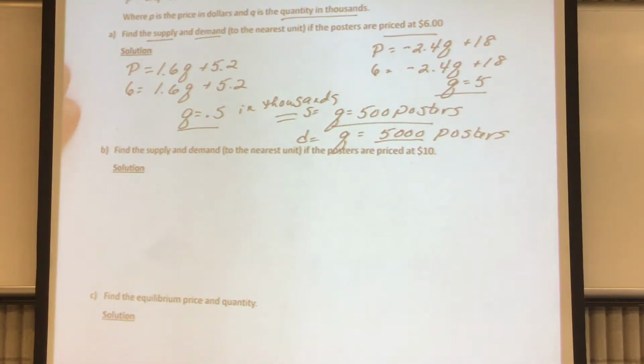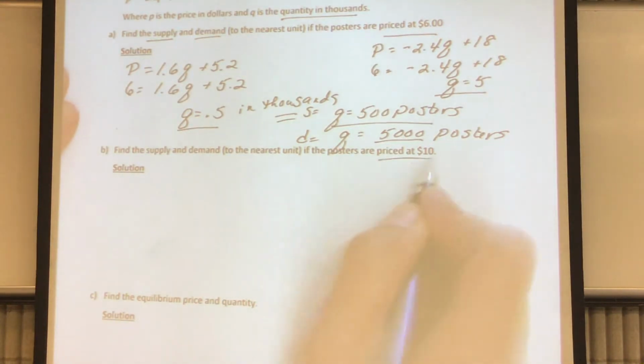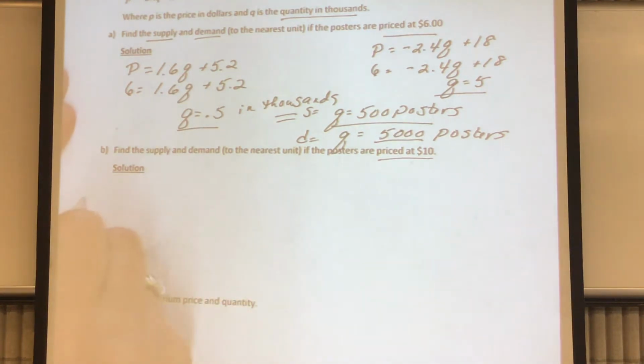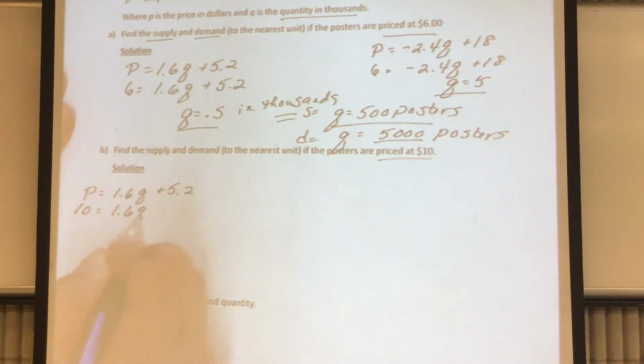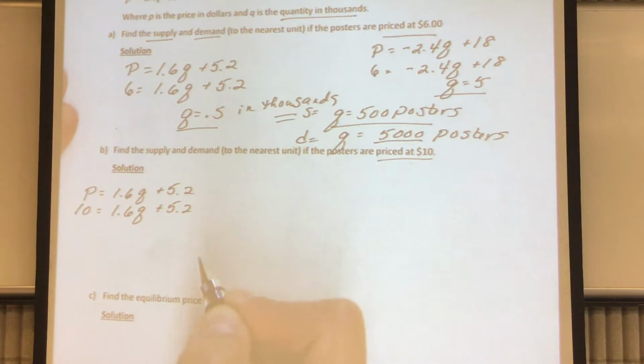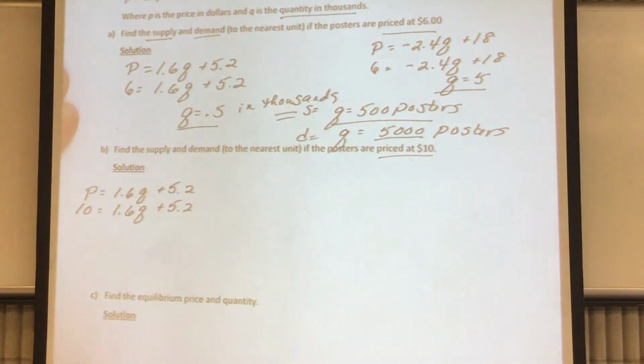So now we're going to do the same as we did for A, but we're going to substitute 10 into our P. So we have the supply is P equals 1.6 Q plus 5.2. So 10 equals 1.6 Q plus 5.2. Again, combining like terms, you subtract 5.2, divide by 1.6, and we calculated Q to be 3 times 1,000, which is equal to 3,000.